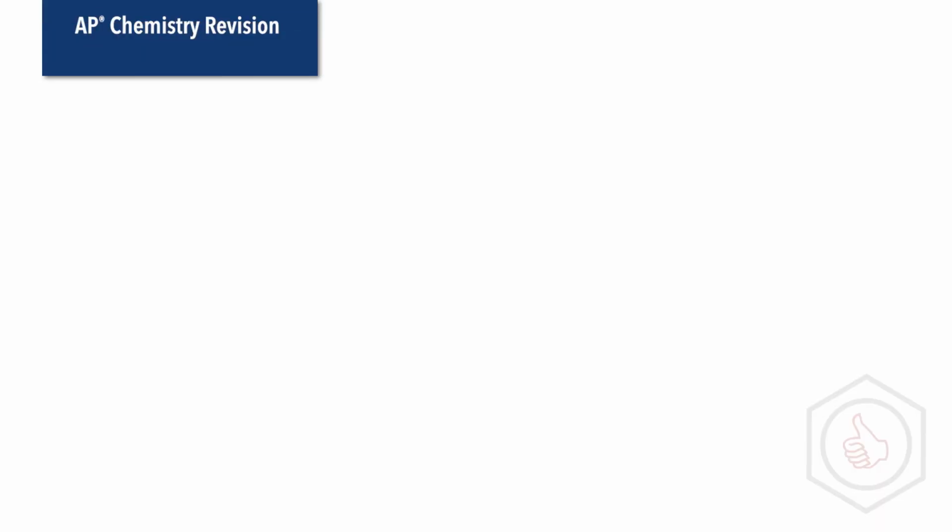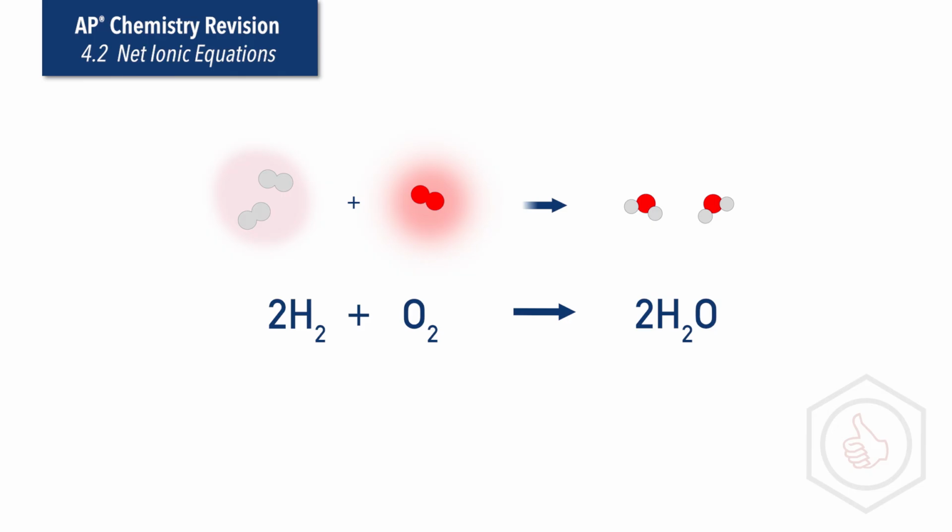Hello, so this is a revision video for AP Chemistry 4.2, Net Ionic Equations. In a chemical reaction, atoms are rearranged into new substances. A balanced equation reflects this by showing the correct chemical formulas of all reactants and products and equal numbers of each atom on both sides of the equation.